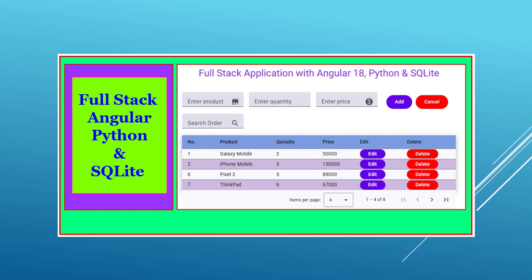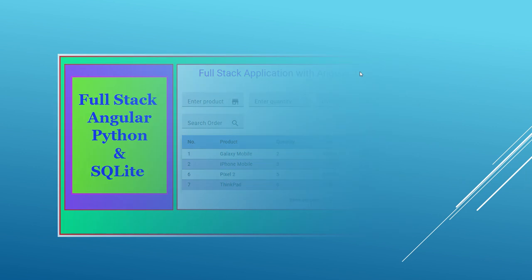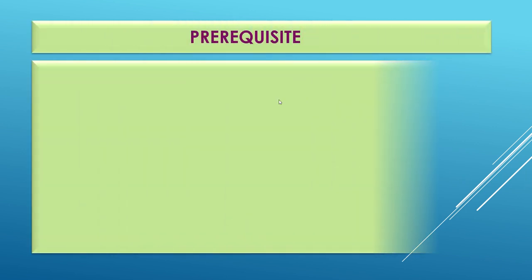Today in this video we are going to cover a very interesting topic, and our topic today is building a full stack web app with Angular 18, Python and SQLite. It's a complete tutorial which will help us create a full stack application with Angular as the front end, Python as the backend and SQLite as the database. So let us see what all the prerequisites are to create this application.